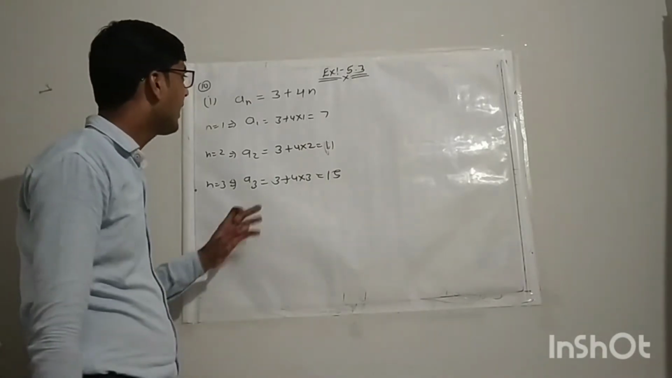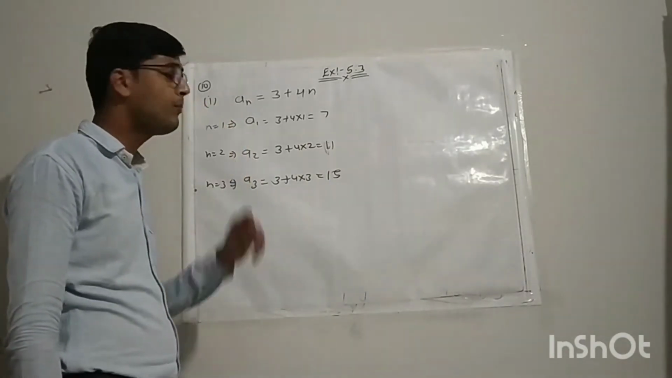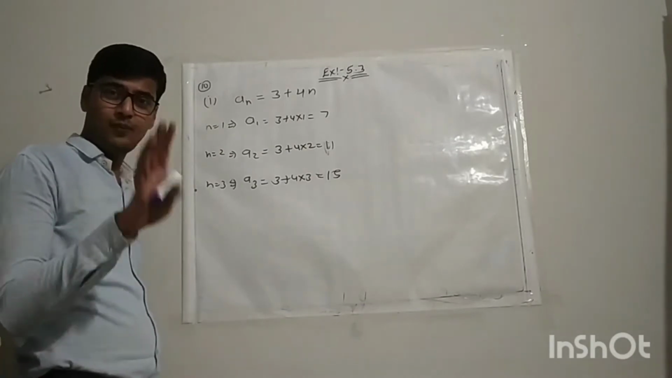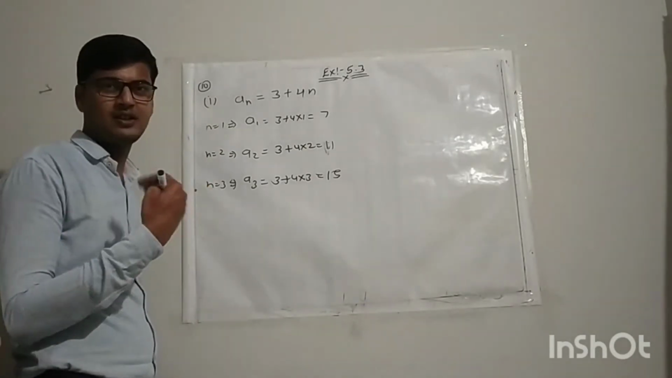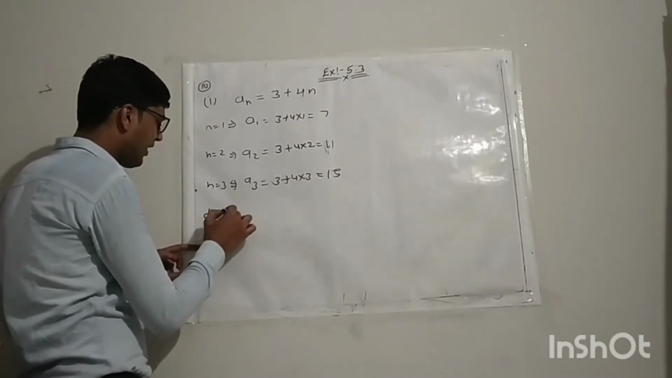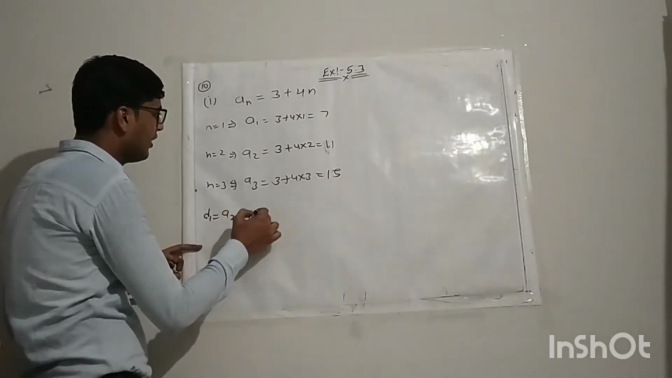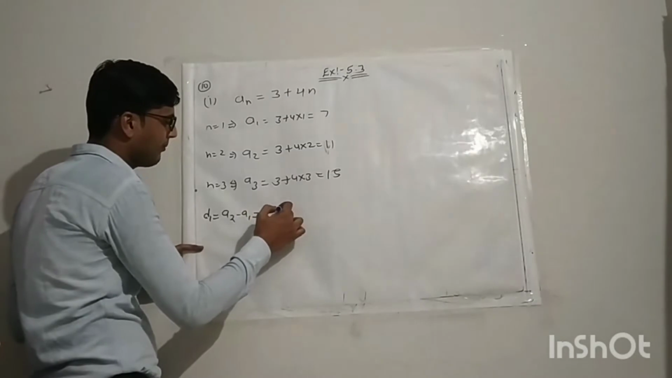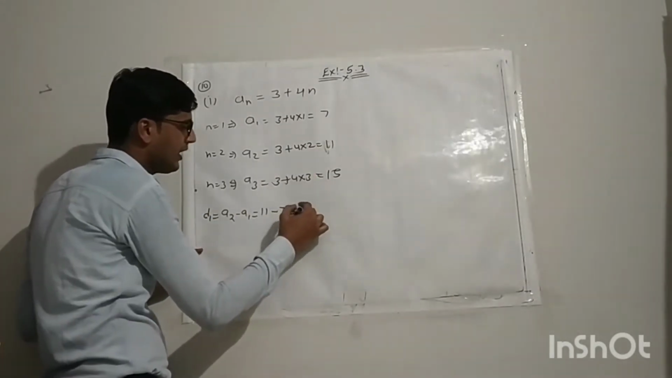So we check whether these numbers are in AP or not. If the common differences are the same, then this series is in AP. So we find D1. How do we find D1? A2 minus A1. A2 is 11 and minus A1 is 7. So we get 4.